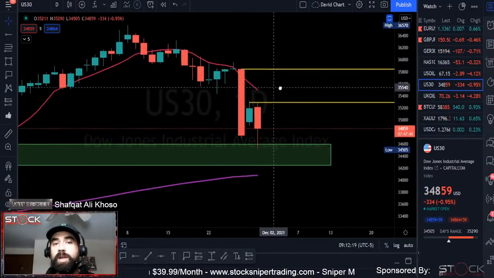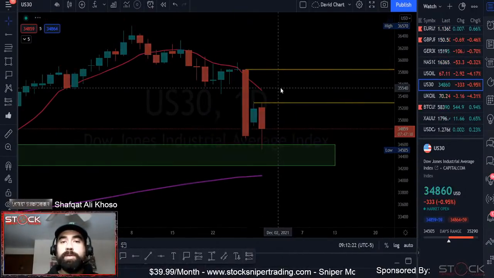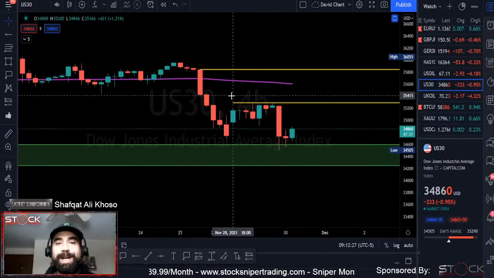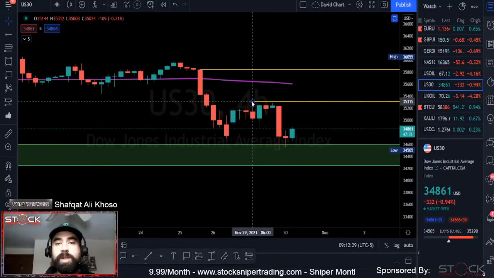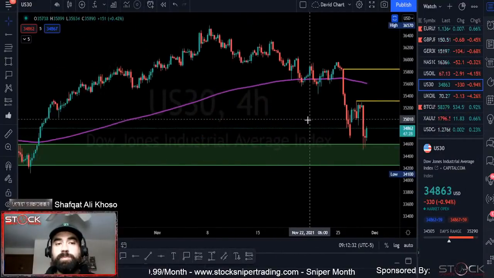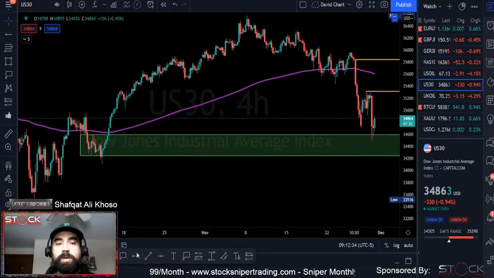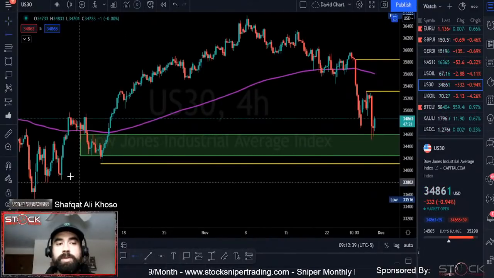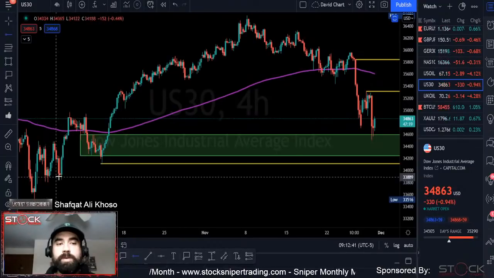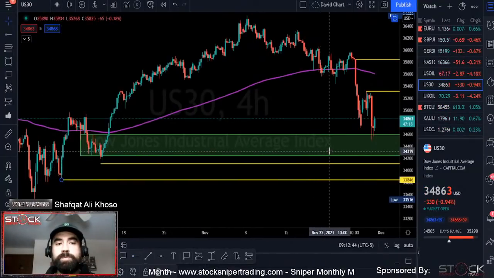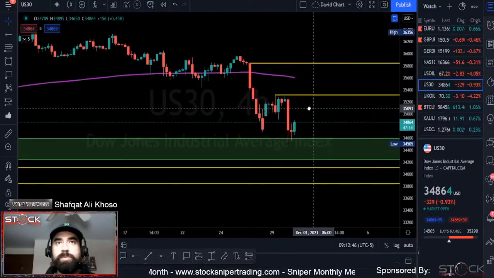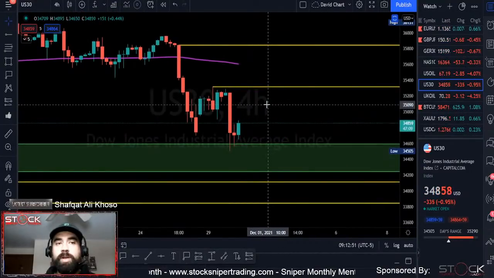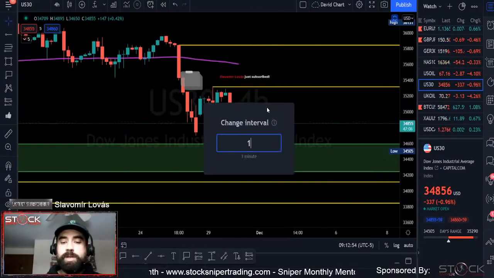So let's drop it now down to the 4-hour. I'm going to erase this 9 moving average just because it does crowd areas that we're looking at, and this is what we're working with right here. If we break below, we have a nice wick, and then a structure similar to this one right here. Not much we have yet, so let's check out the hourly.